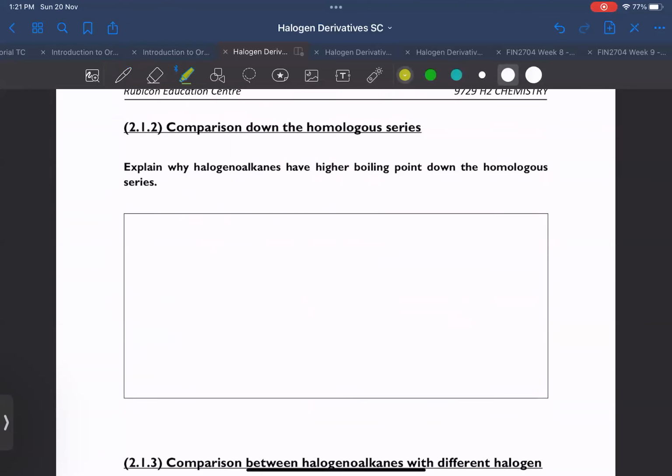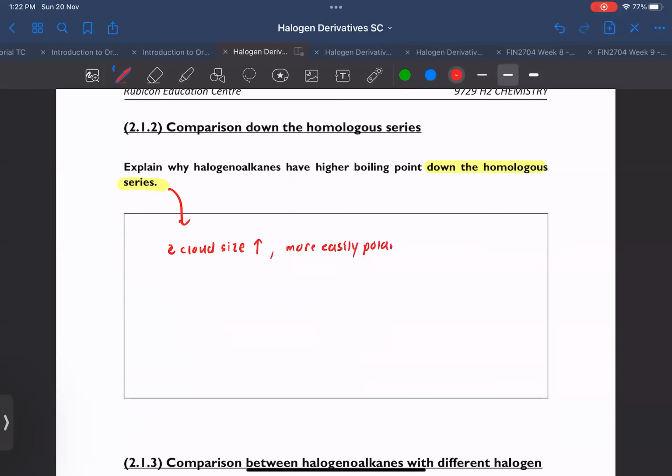Okay, so halogenoalkanes have higher boiling points down the homologous series. How and why? First of all, I hope you all remember, homologous series is when the number of carbons increases one by one. So one carbon, two carbon, three carbon halogenoalkanes, and so on. What happens when you go down the homologous series? We know that the electron cloud size increases, right? And since it increases, the electron cloud becomes more easily polarized.